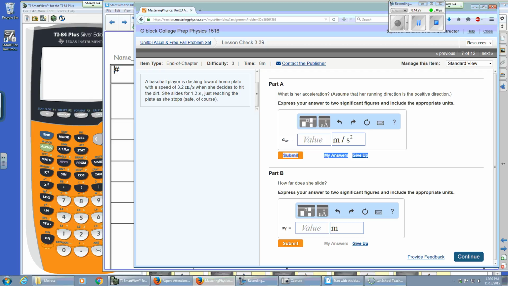So we have a baseball player dashing towards home plate, so she has a speed. She decides to hit the dirt and slide for this long before reaching the plate, as she stops. What is her acceleration? And how far does she slide? Actually, looking at this one, we don't need to do a force diagram. Sorry, I was misinformed.